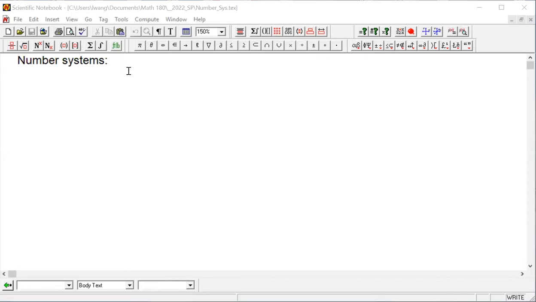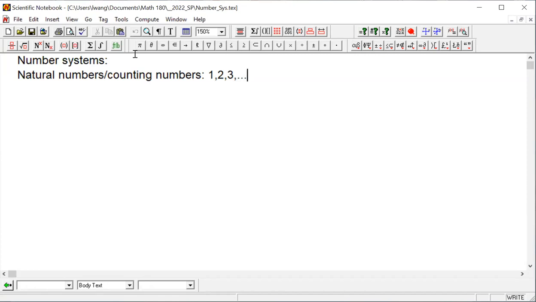Hello, this lesson is about number systems. We're going to start with counting numbers, and we call them natural numbers. Natural numbers are a category, and we call them natural numbers or counting numbers. So what are they? They are 1, 2, 3, etc. Okay, so these numbers are called natural numbers.